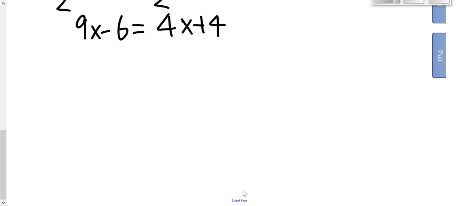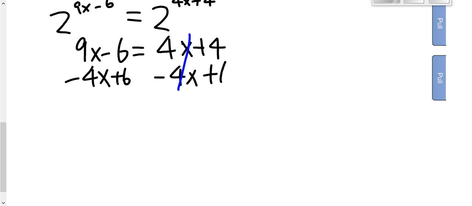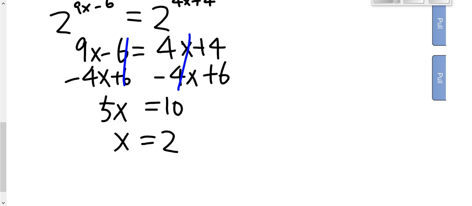Now, if you look at this, that's easy. After dropping the bases, it's just simple algebra. All right, so we can quickly solve that. Minus 4x, minus 4x, that cancels out, and then get rid of 6 here. Plus 6, plus 6, gone. So left hand side, I have 9x minus 4x, that gives you 5x. Right hand side, 4 plus 6 gives you 10, and then divide both sides by 5, so that means x is 2.